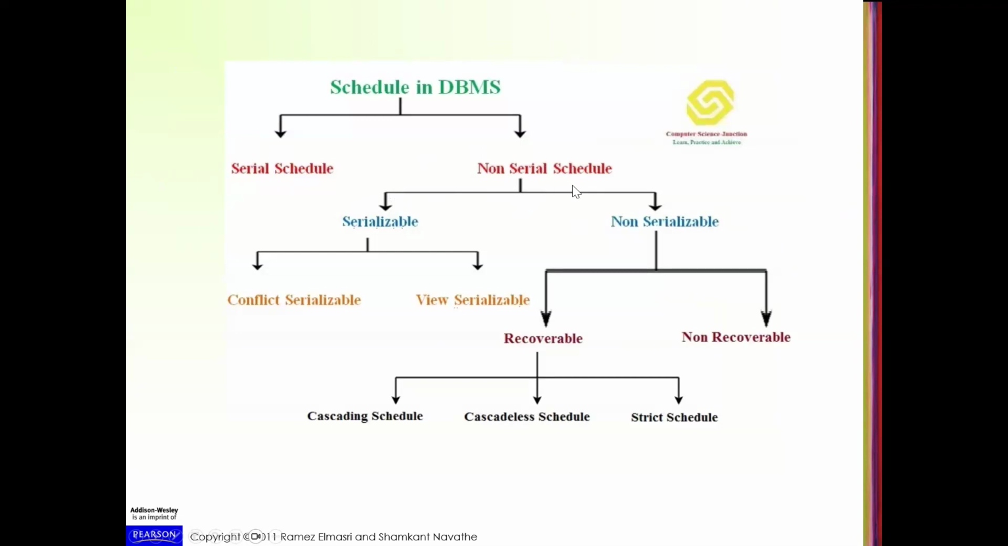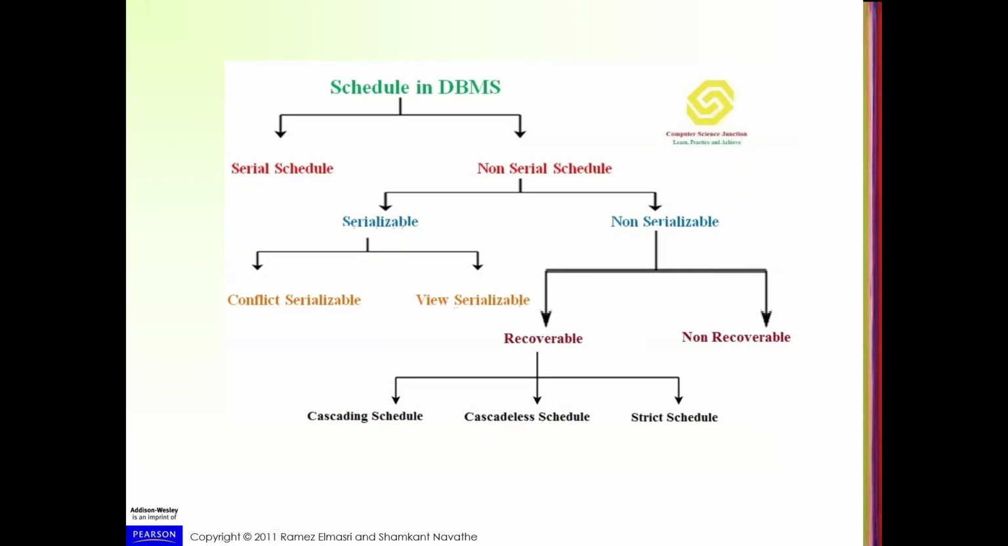The non-serial schedule is again of two types, serializable and non-serializable. Serializable schedules can be further divided into conflict serializable and view serializable. Non-serializable schedules can be divided into recoverable and non-recoverable schedules. And recoverable schedules can be classified as cascading, cascadeless, or strict schedules. We have already discussed the recoverability of transactions using these three methods in the previous transaction videos.